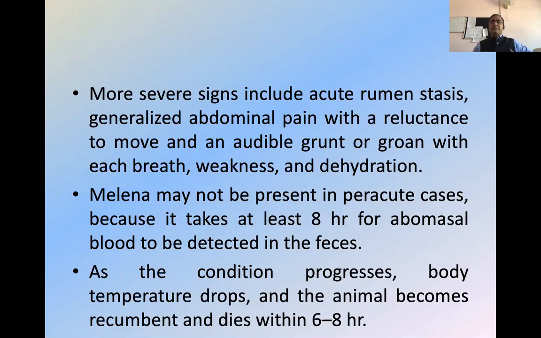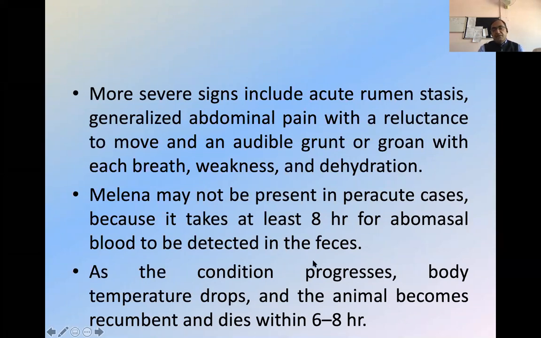Because of the pain in the abdominal cavity, the animal will show grunting and groaning, and I have already told you the different postures of the animal: lordosis, kyphosis, and scoliosis. The animal will show weakness, and there will be dehydration. Dehydration is one of them, along with a feeling of abdominal pain, and a grunting sound will be heard when the animal makes this kind of sound. The disease may be peracute in some cases, but sometimes occult blood is detected in the feces also. As the condition progresses, body temperature drops and the animal becomes recumbent and dies.